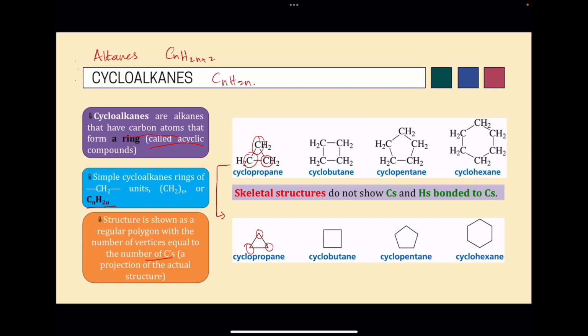Meanwhile, for the cyclobutane, we have 1, 2, 3, 4 carbon. So which means for cyclobutane we can draw a square. 1, 2, 3, 4 carbon. And so on. Cyclopentane has 5. We can draw the structure that has 5 corners here. 1, 2, 3, 4, 5, which shows it has 5 carbon. And cyclohexane, hexagon. 1, 2, 3, 4, 5, 6.